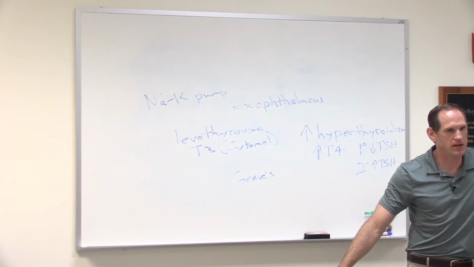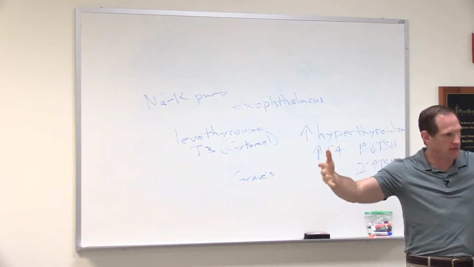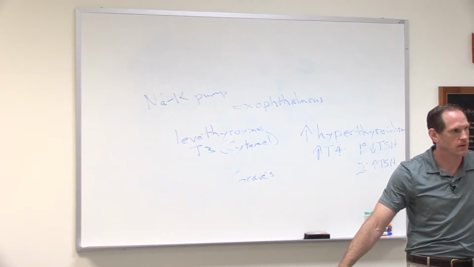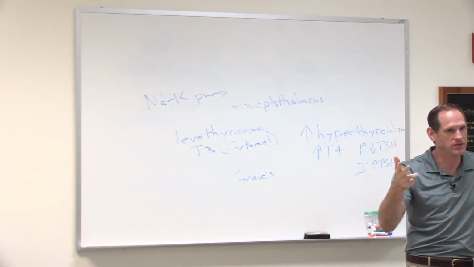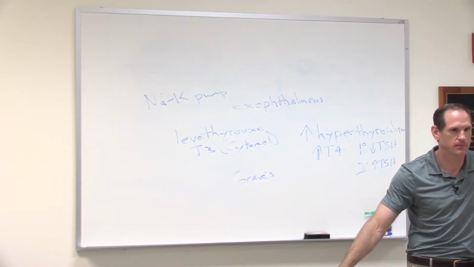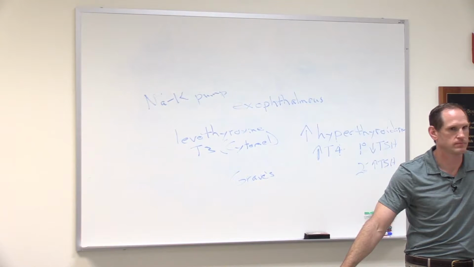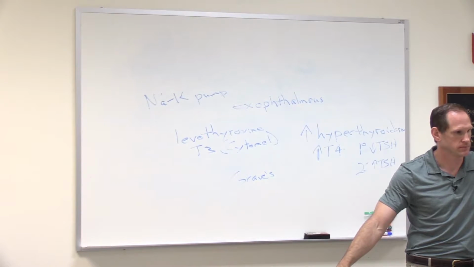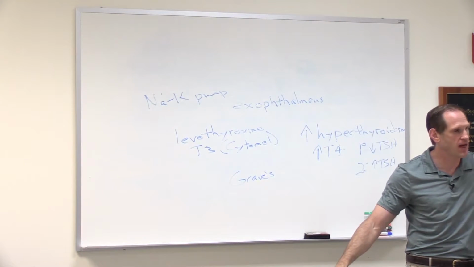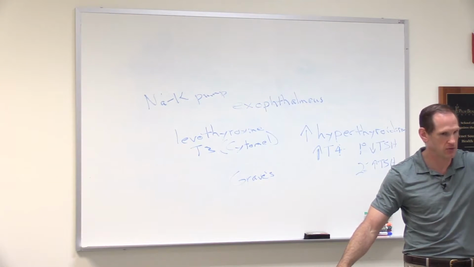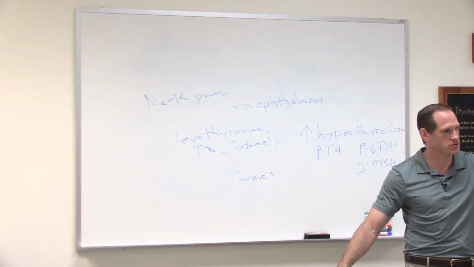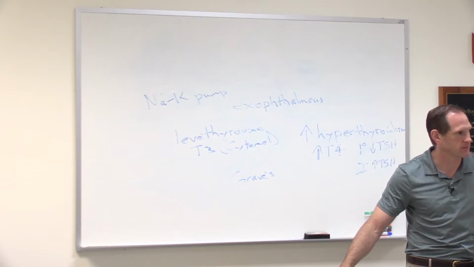So what are the three signs of Graves' disease? Goiter, bug-eye, goiter, exophthalmos, and hyperthyroidism. So the underlying disease is an autoimmune disorder, and that autoimmune disorder results in those three things happening. Okay.